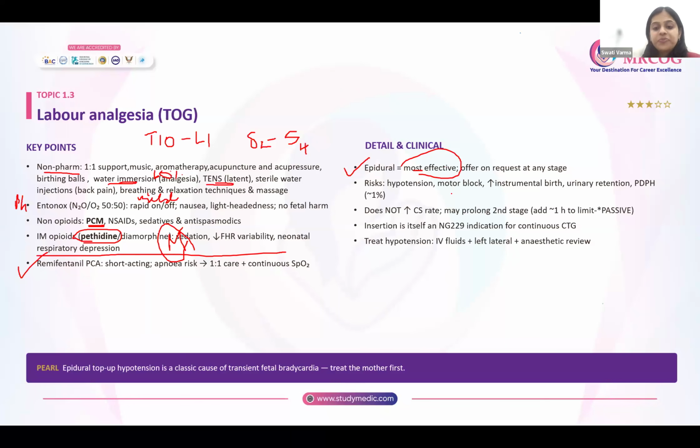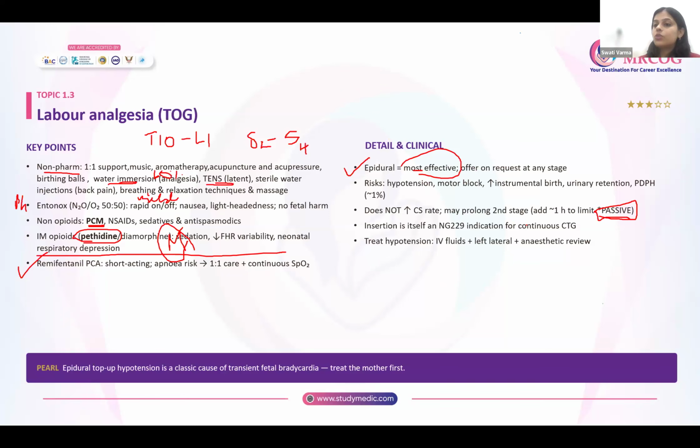However, it is also associated with risks like hypotension, motor block, increased rate of instrumental birth, as we saw earlier, then urinary retention and post-dural puncture headache, approximately 1%. So these are the risks which come along with the benefits of epidural. However, it has not been found to increase the rates of cesarean. It, however, may prolong second stage. We all know that epidural has its main effect on the passive second stage.